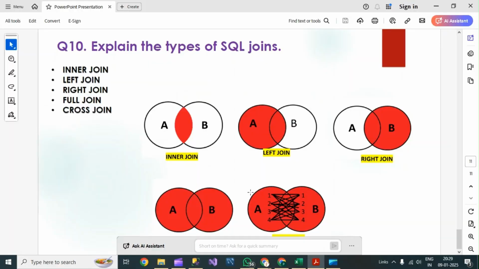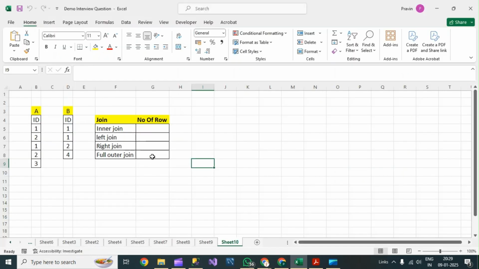There are different types of SQL join: inner join, left join, right join, full join, and cross join. So these are the five types of SQL join. Basically, the interviewer gives the question that there are two tables, A table and B table, and if you apply the inner join, left join, right join, full join, what is the output, or how many rows will be selected when we join these two tables? This is the question that maybe the interviewer asks you.